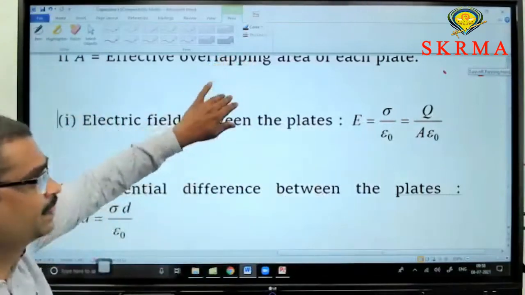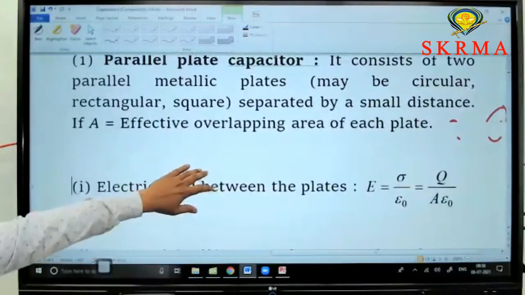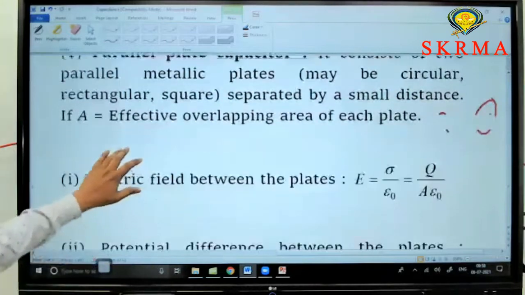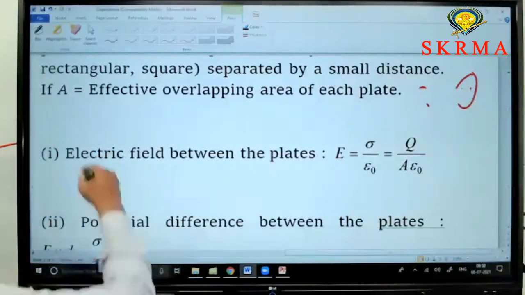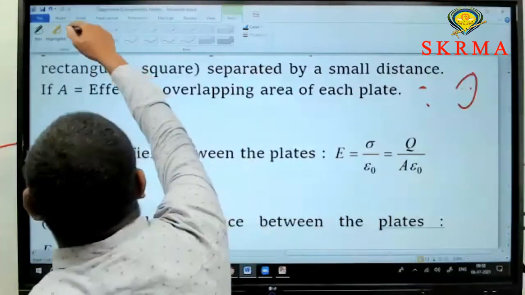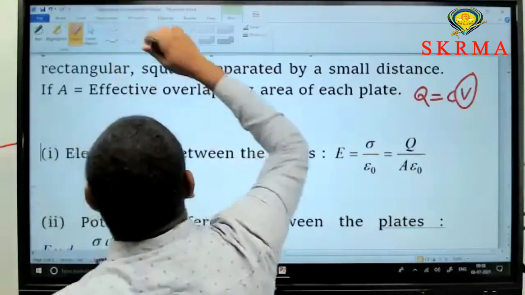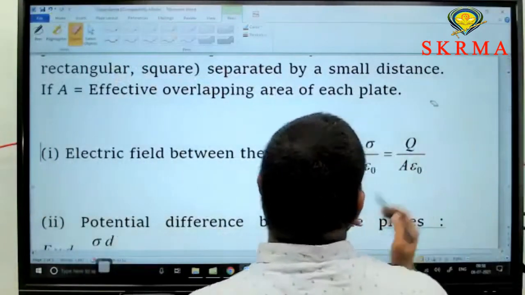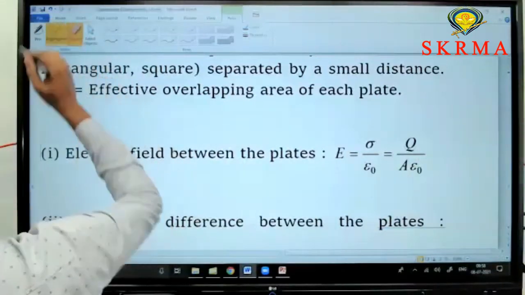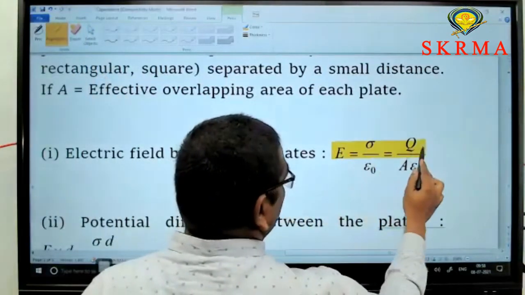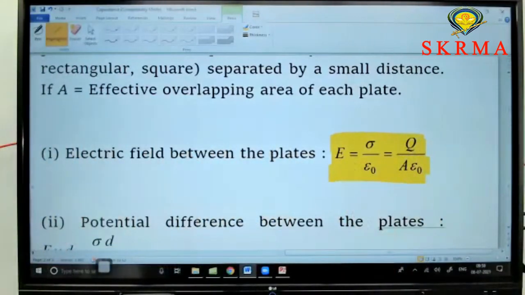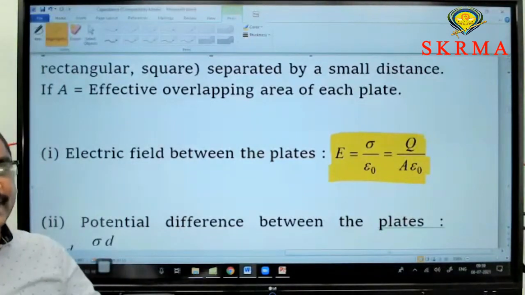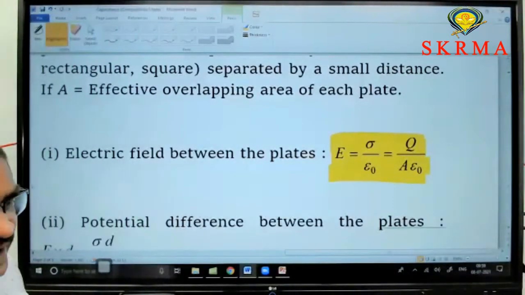Now, let me explain this one once again. For a parallel plate capacitor, what is the electric field between the plates? What is the formula for that? The electric field formula is E equal to sigma by epsilon naught. So the electric field within a parallel plate capacitor is E equal to sigma by epsilon naught.